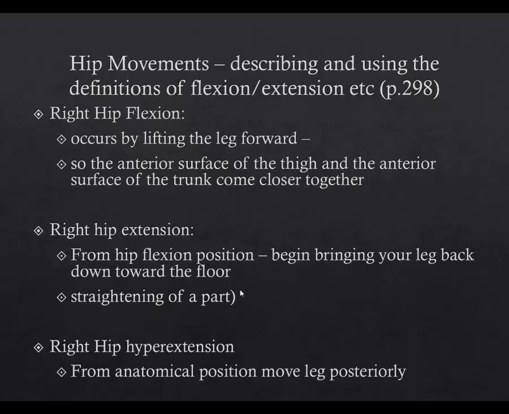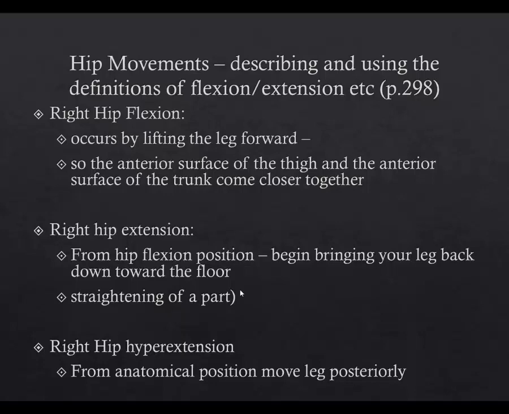Okay, so a couple examples here as far as hip movements go, describing and using the definitions of flexion, extension, etc. Again, go to page 298 for that. Right hip flexion occurs by lifting the leg forward. So the anterior surface of the thigh, or the front of the thigh, and the front surface of the trunk come closer together. So if you were to lift your leg forward, you're going to actually flex that hip.